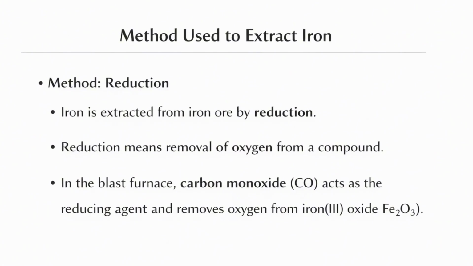Before iron can be extracted from the ore, we must understand the method used in the process. Iron is extracted by reduction. Reduction means removing oxygen from a compound. In the blast furnace, carbon monoxide acts as the reducing agent, removing oxygen from iron-3 oxide to produce iron metal.